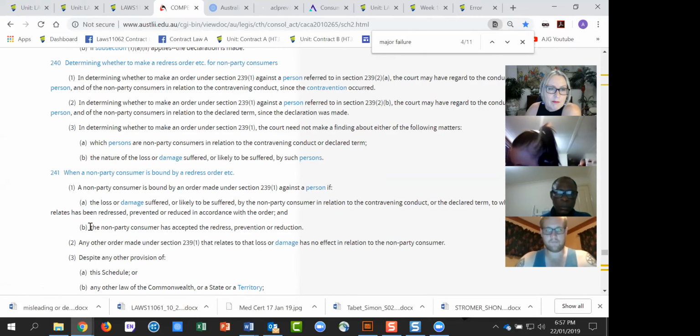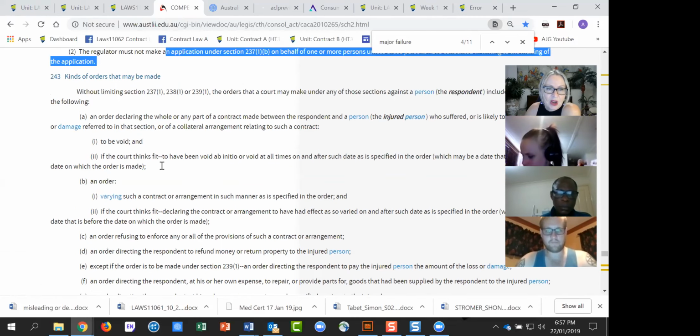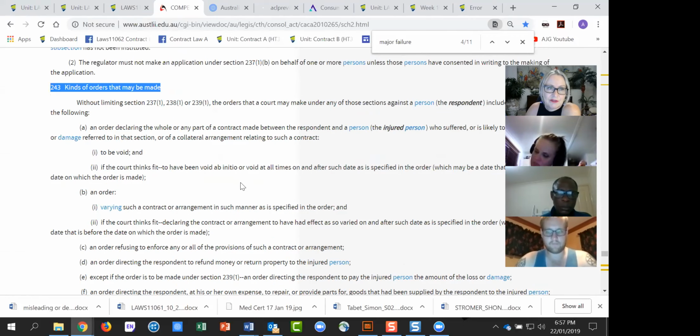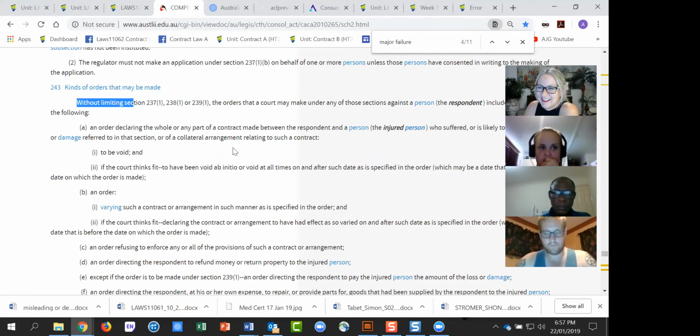So then we truck on down to 243. I love this provision. Love, love, love. It's awesome. Okay, without limiting. So immediately we know that this is a what kind of provision? Stat interp people, go. And go. Yay, it's too late. Yes, it is inclusive, not exhaustive. So these are just examples. So the court can be as creative as they want, and they are, believe you me.